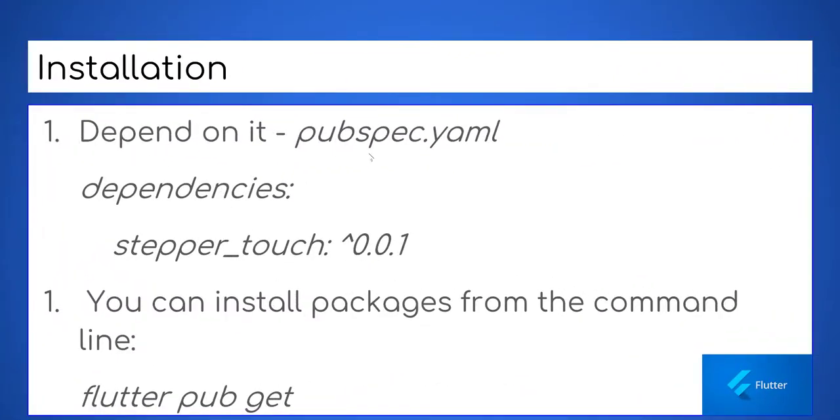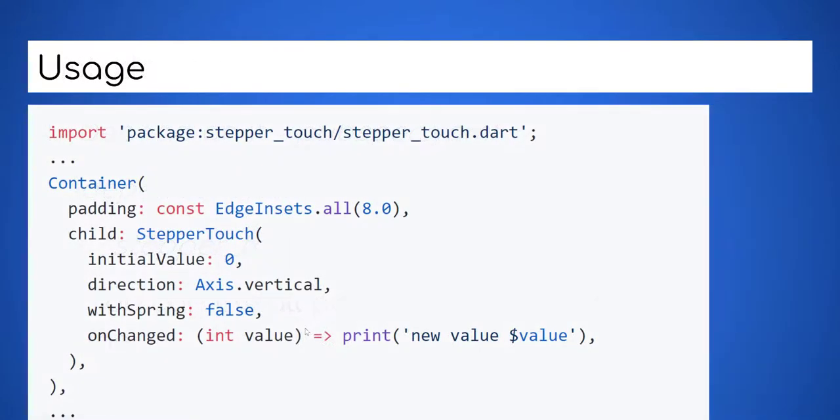You can install the widget in your Flutter application by adding it as dependency in pubspec file. As you can see it is very simple to use it in your project.